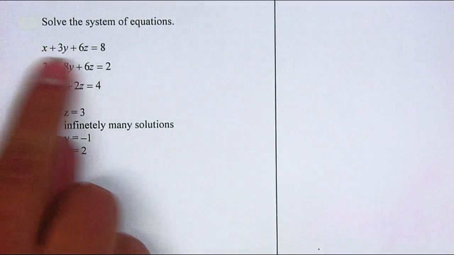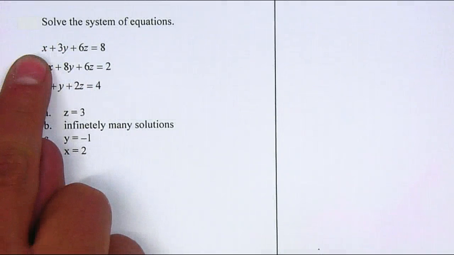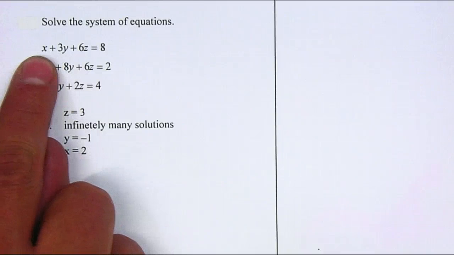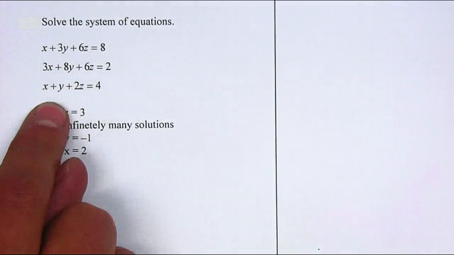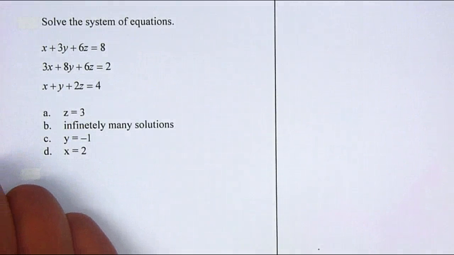On this problem, we have a system of equations. We have three unknowns, x, y, and z. Therefore, we have three equations. And we're going to be solving it by combination.